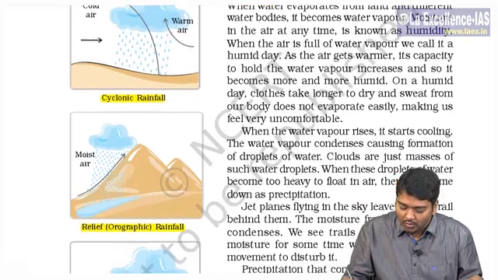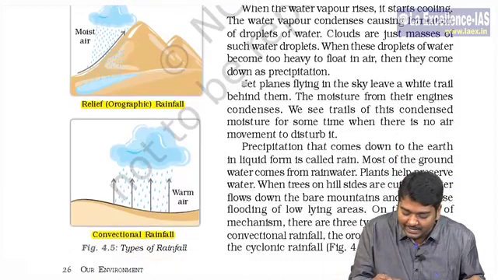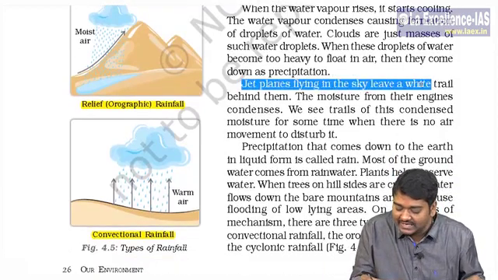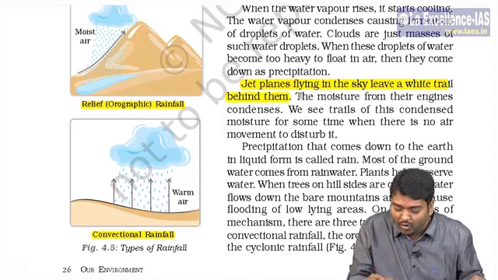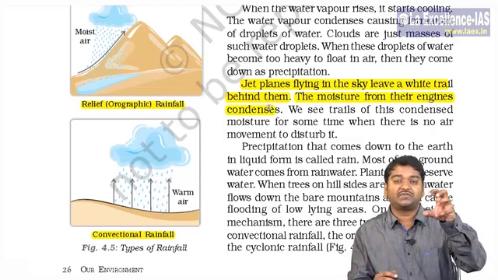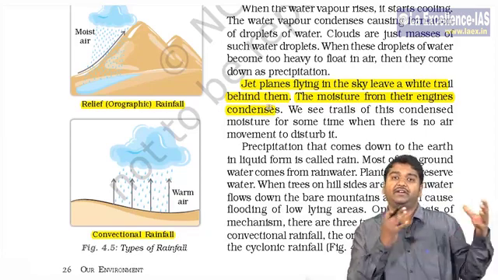So only one factor that I want to tell you here is, jet planes flying in the sky leave a white trail behind them. The reason for this is, the moisture from their engines condenses. The moisture which is released by the jet condenses and it looks like a white tail.